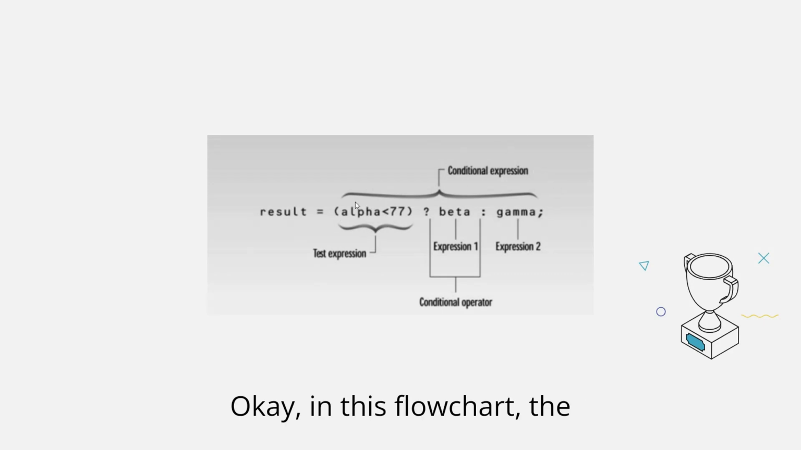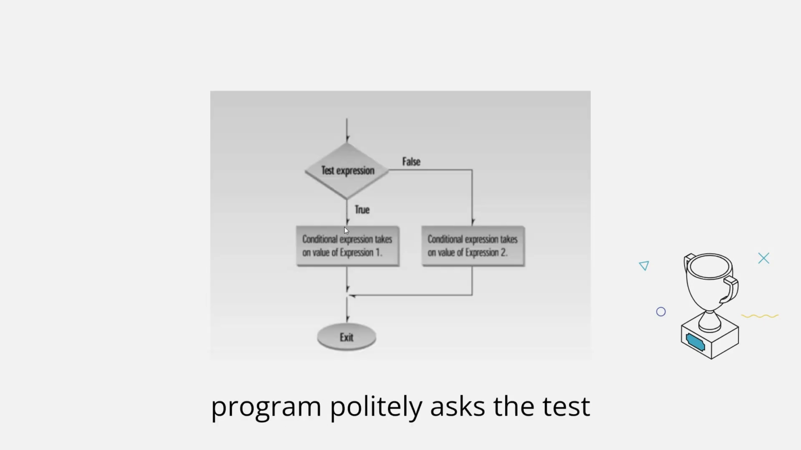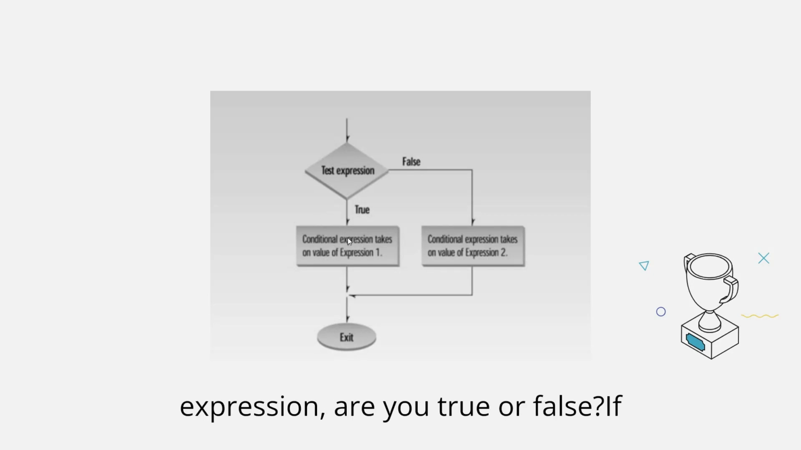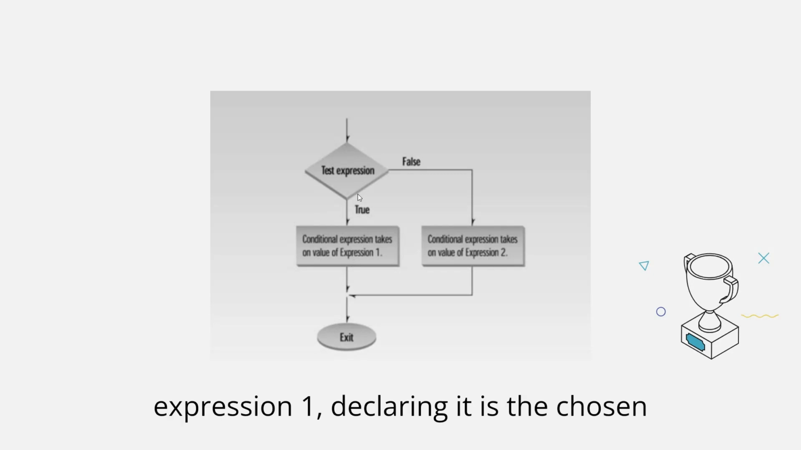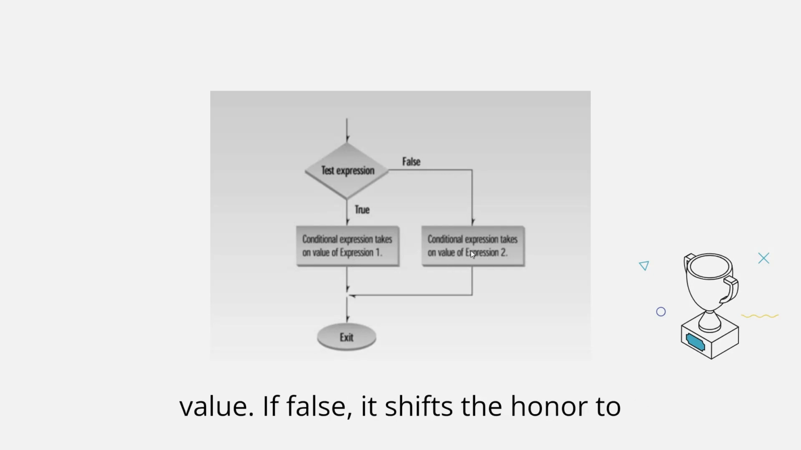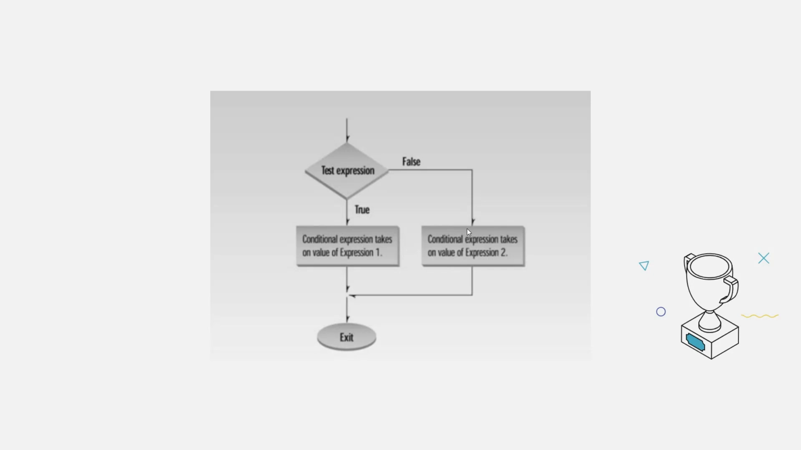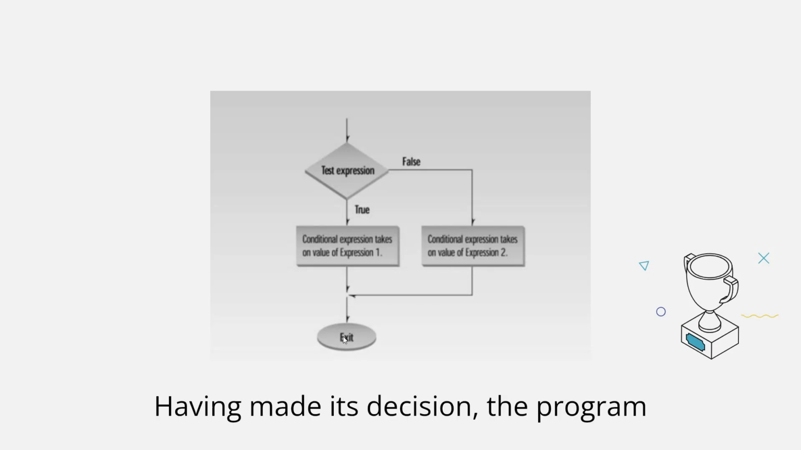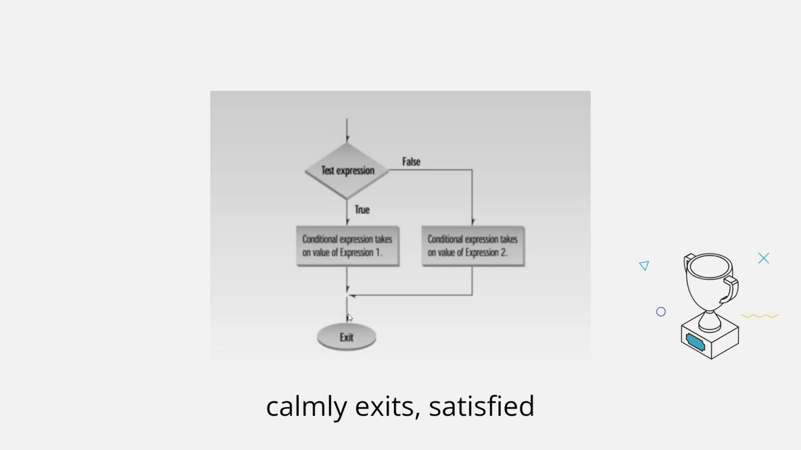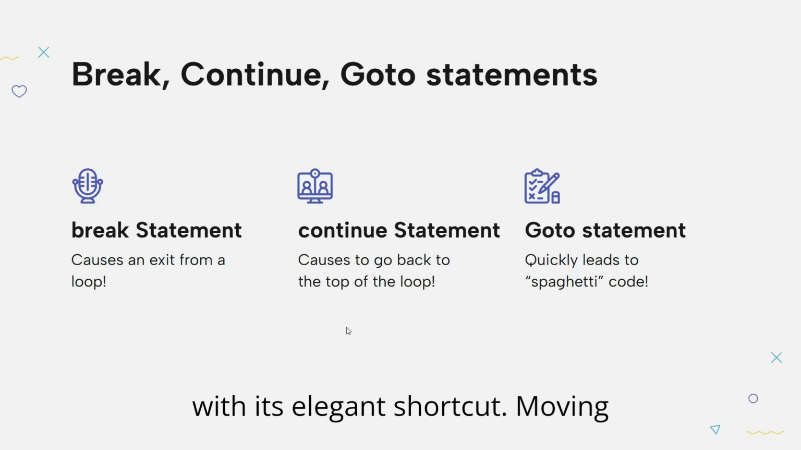Okay, in this flowchart, the program politely asks the test expression, are you true or false? If true, it hands over the spotlight to expression 1, declaring it the chosen value. If false, it shifts the honor to expression 2 with equal ceremony. Having made its decision, the program calmly exits, satisfied with its elegant shortcut.